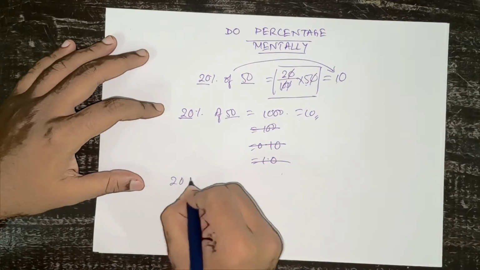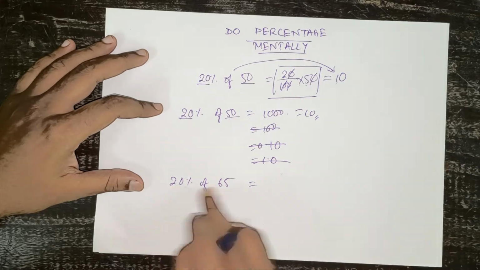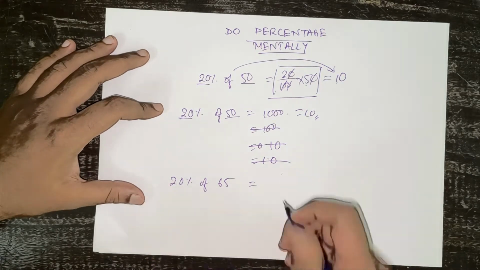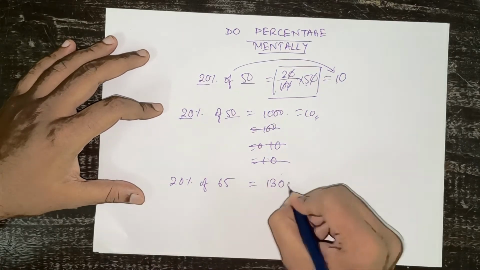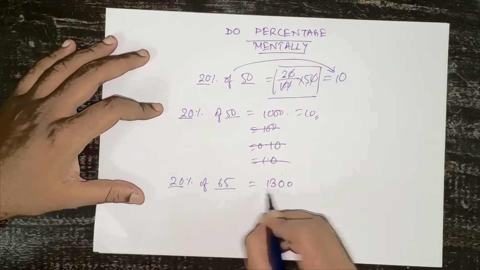Suppose we want to find 20% of 65. So what do we do here? We multiply 20 by 65. So 65 into 2 is 130 and we have one more zero. Done. This is the answer. 20 into 65 is 1300.